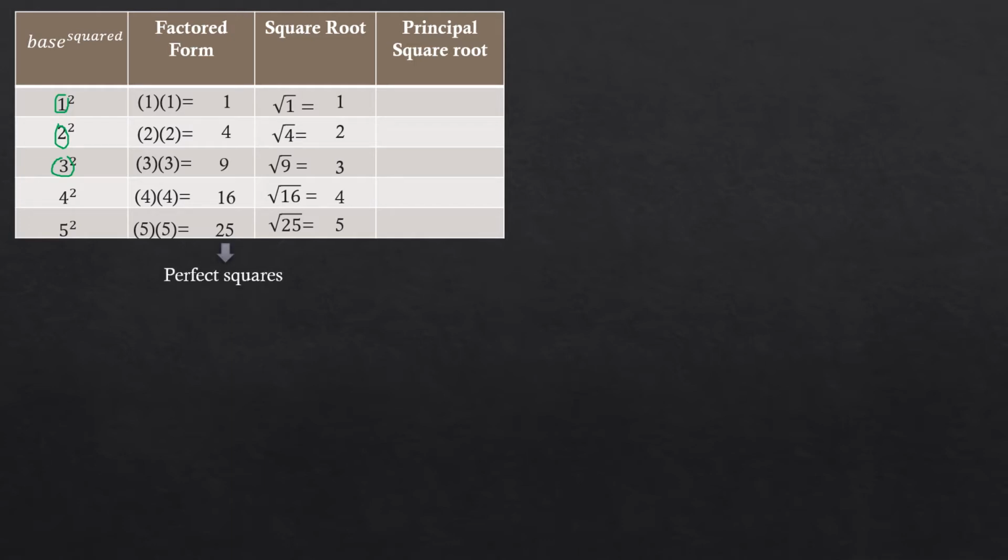Here we have what we call perfect squares. 1, 4, 9, 16, and 25 are perfect squares. What can you say about the square root of our perfect square? That's right. The square root is equal to the base.